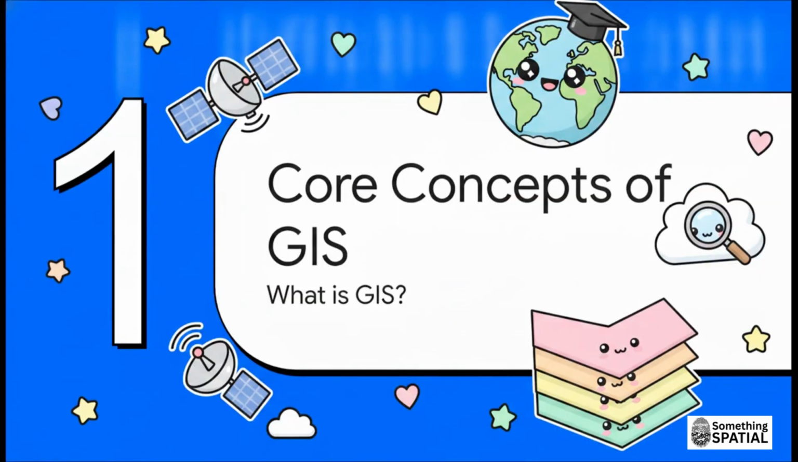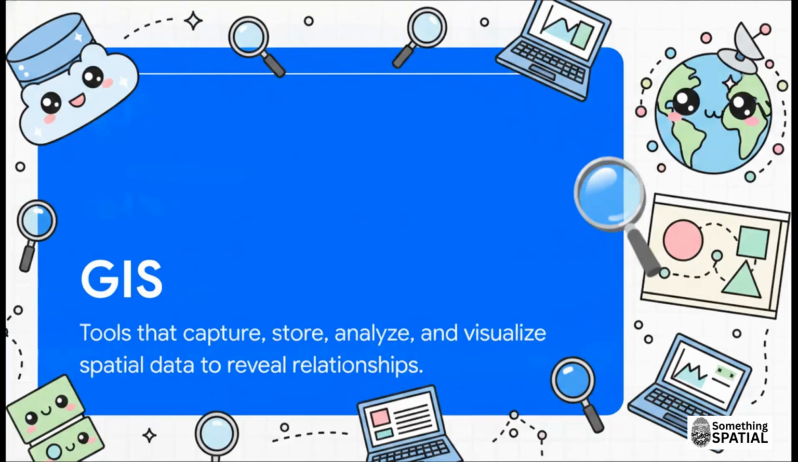Core Concepts of GIS. Okay, before we dig into the history, let's just make sure we're on the exact same page about what this technology actually does. At its heart, a geographic information system is a dynamic, computerized environment used to capture, store, analyze, and visualize spatial data. But it is way more than just a digital map.